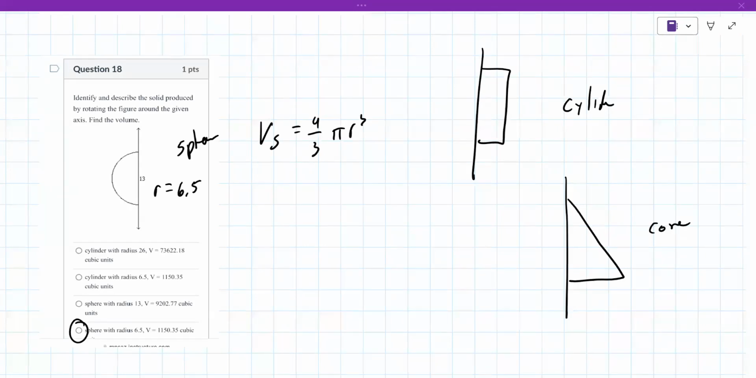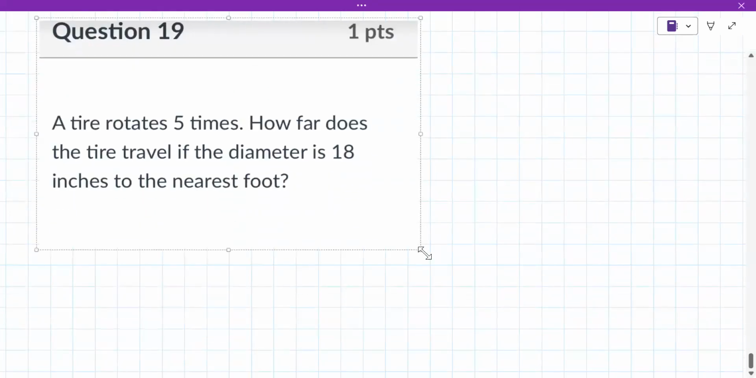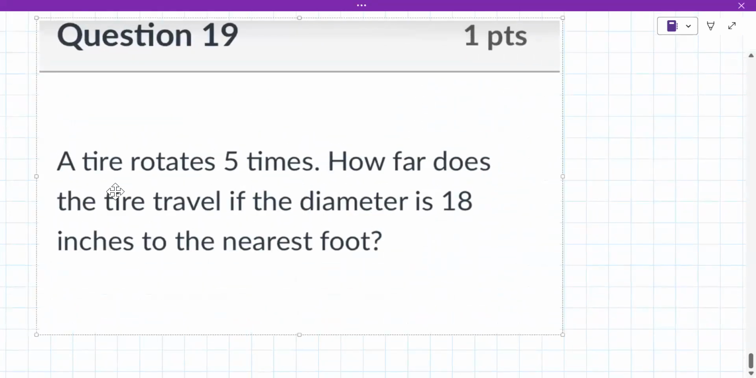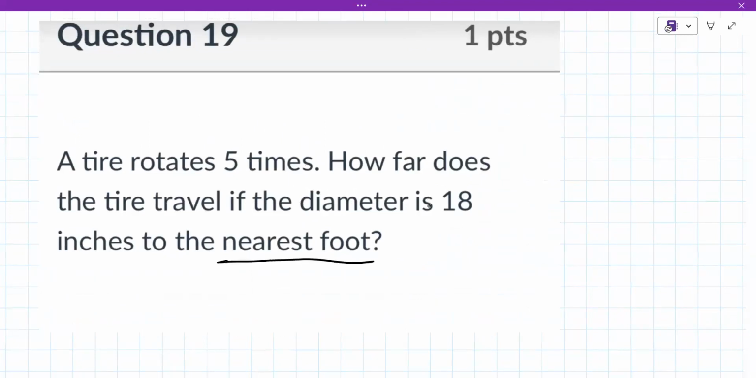All right, this is a good question. You're out driving now. The tire rotates 5 times. How far does the tire travel if the diameter is 18 inches? Now we're rounding to the nearest foot. That's important here. The hint is: what is one rotation in terms of a circle? It's the circumference, which is pi times diameter.